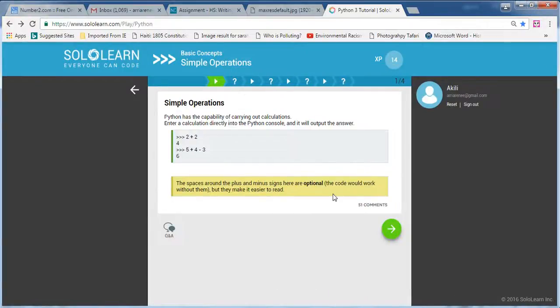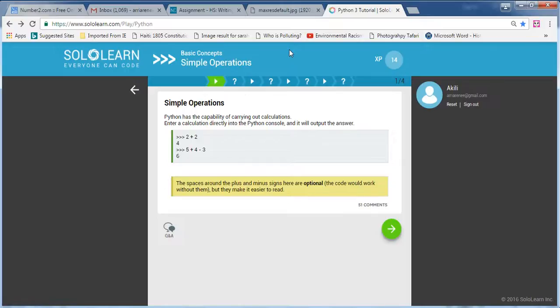Python. The computer language that we've been learning this year is Python. Today I'm going to be going over basic concepts, which is one of the modules that we have been learning about in the computer language Python. So the section that I am going to be showing and going over with you guys is called Simple Operations.